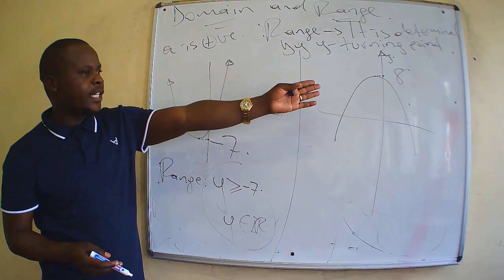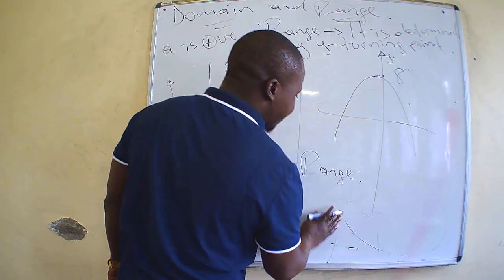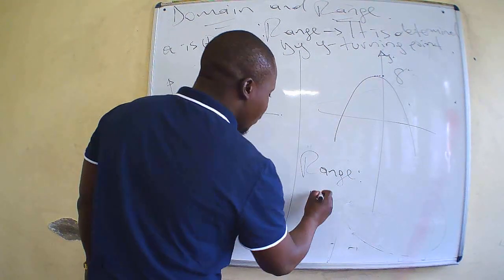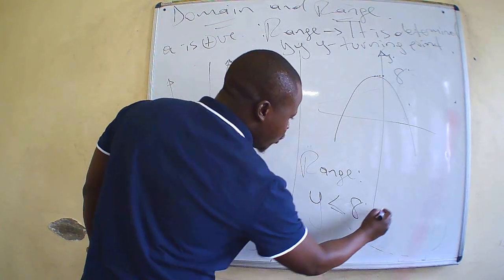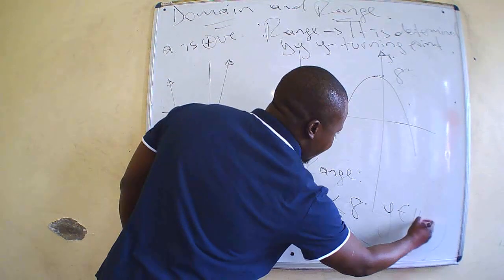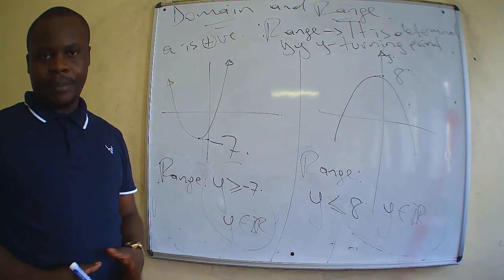Now let's find the range here. Our range for the other graph, we can write it as y is less than or equal to 8, and y is a member of real numbers. This is how we determine the range.